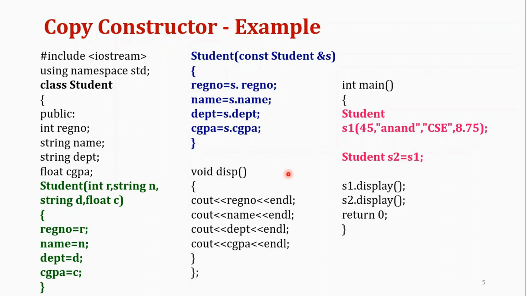So consider this example. Here the class name is Student, and it contains four member data: register number, name, department, and CGPA.